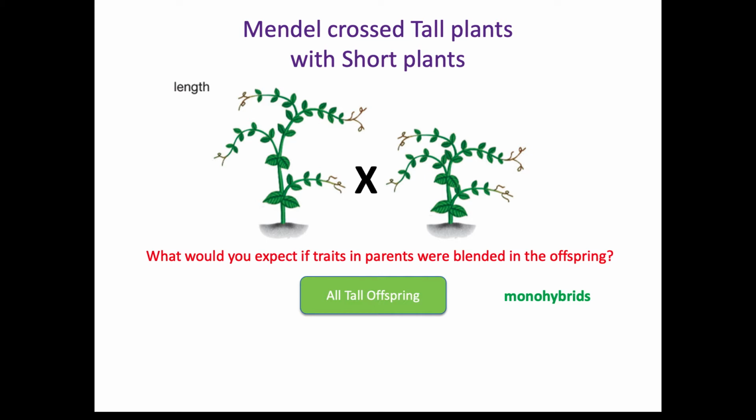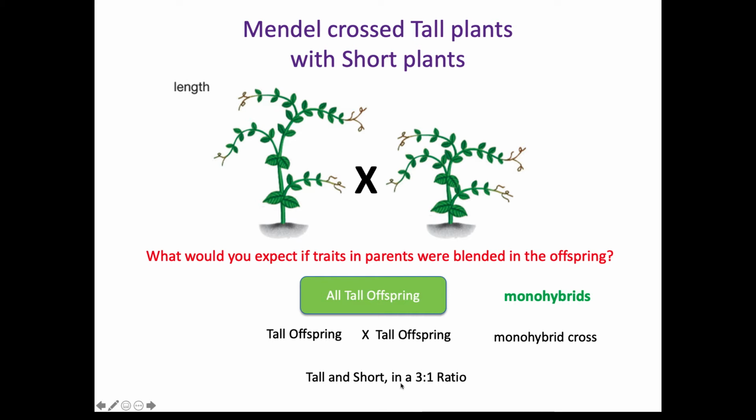And so to try and help answer that question, he decided to cross these tall offspring with each other and see what happened. So he crossed the tall offspring with other tall offspring in order to see what the next generation would look like. This cross, because it's crossing a monohybrid plant with another monohybrid plant, is known as a monohybrid cross. And when he made this cross, he found that some of the offspring were tall, but some of them were short, and the ratio of tall to short was roughly 3:1.